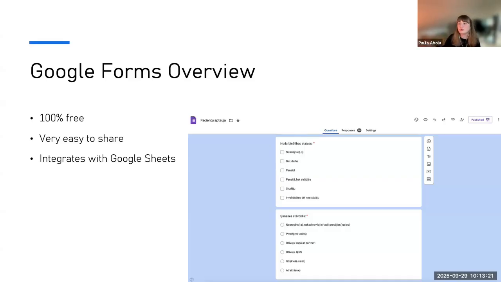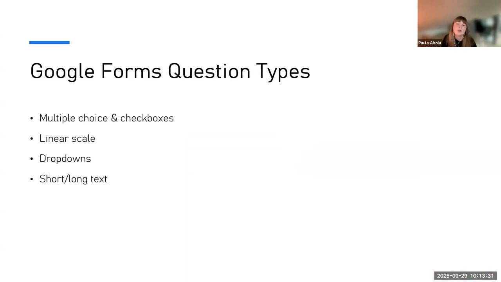And Google Forms is also very easy to share. You can just share the link with all your participants. And it also integrates with Google Sheets if you don't want to use Excel. Google Forms doesn't have advanced branching like Qualtrics and also doesn't have so many question types, but it covers most common needs, including linear scales and text responses.